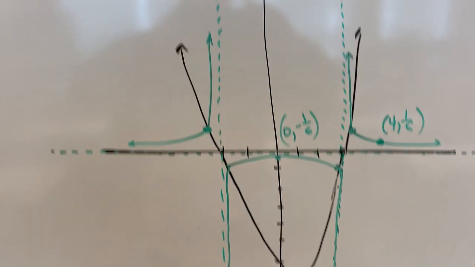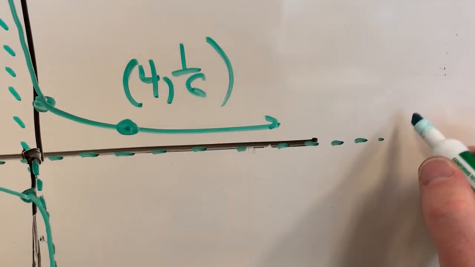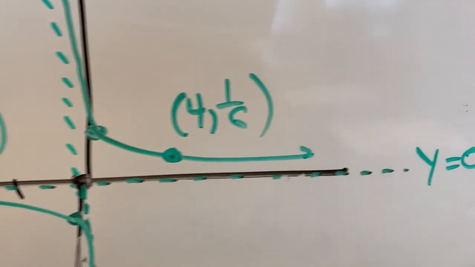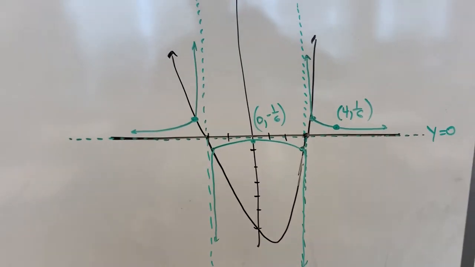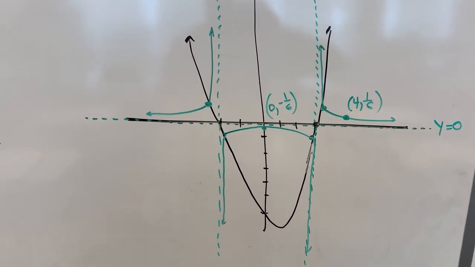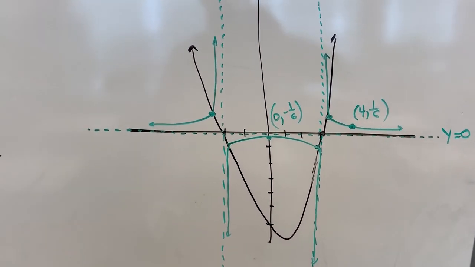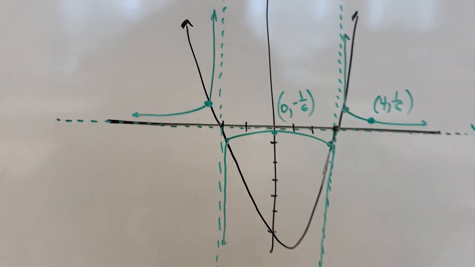You'll also notice there's a horizontal asymptote that I should have labeled here at y equals 0. The graph will approach that infinitely close without ever touching it. Another interesting spot is the fact that when you do 1 divided by 1, you still get 1. Or you do 1 divided by negative 1, you still get negative 1. And so you have what are called invariant points.